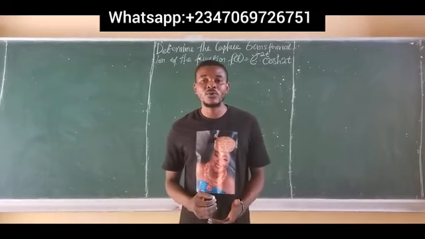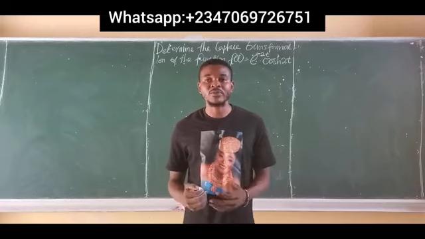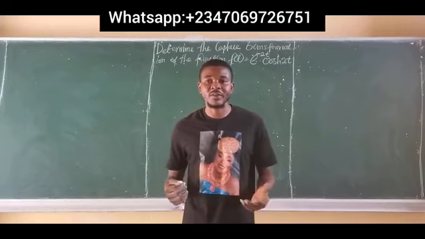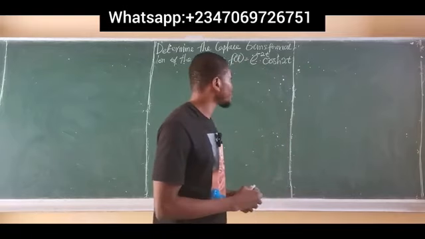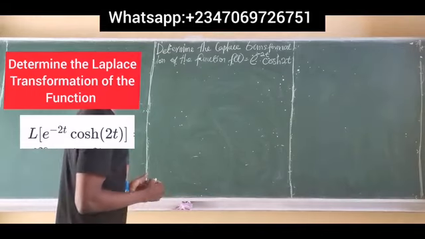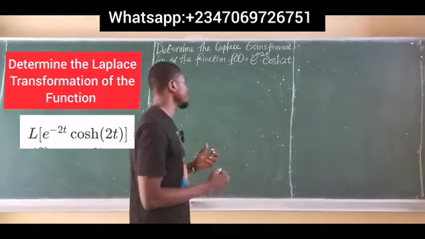Alright, so we've been doing a whole lot of series on Laplace transformation. In this video, we're going to be picking some problems to explain all the concepts which we've learned in the previous 4 videos on Laplace transformation. Now let's consider the question on the board. It says, determine the Laplace transformation of the function f of t equals exponential minus 2t cosh 2t.